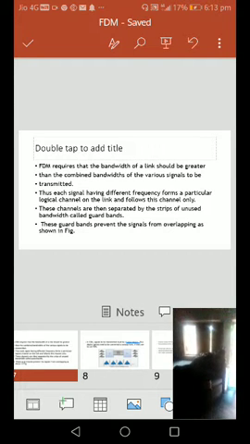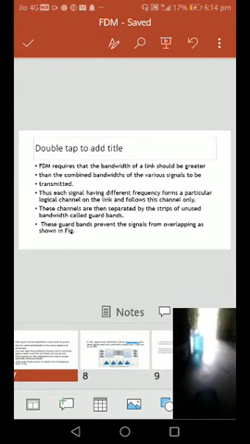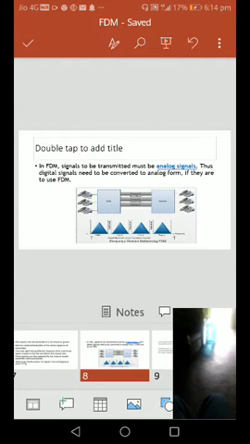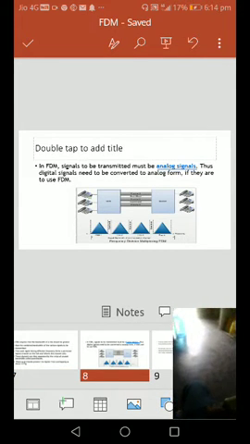We have to observe the signal in the next slide. This is the FDM. Next slide is there.